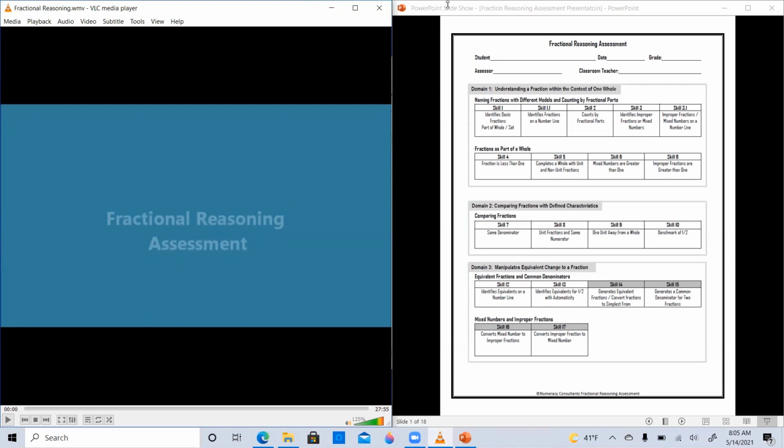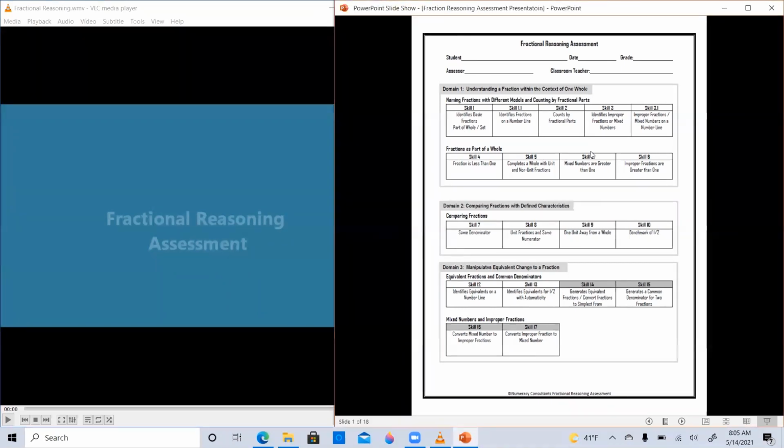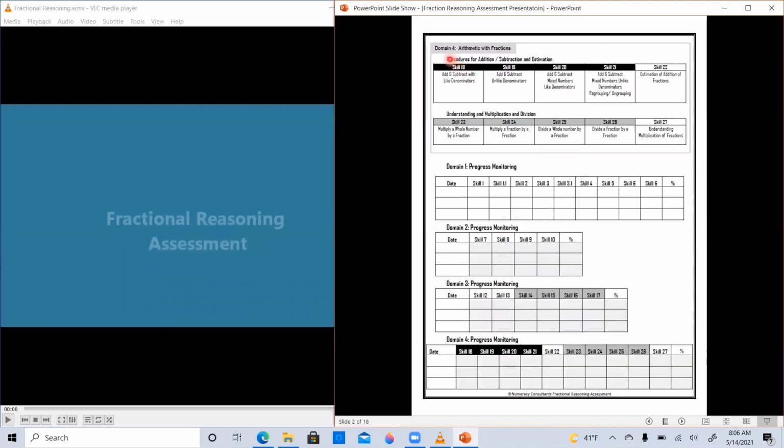Before we get started though, I want to go over how the assessment is set up. When you go to the first page, the Fractional Reasoning Assessment, it has the student's name, the date, grade, and so on. Then it's broken down into domains. Each domain has a quick summary of what the skill is. You don't use this for scoring. It's just to help with your organization and, when you're done, with how to use the materials.